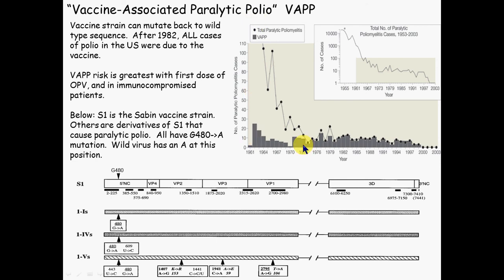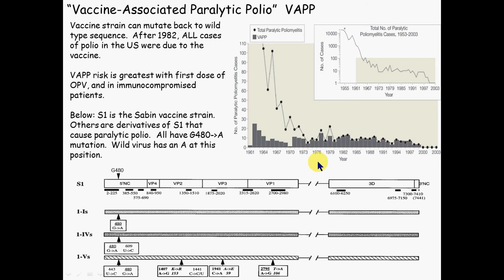Okay, but look at after 1980, every case of paralytic polio in the U.S. was caused by the vaccine. Now the numbers are very small, right? 10 cases a year. And it was considered for some years to be an acceptable risk. But then at some point they say, well, look, we don't have polio anymore. Let's stop using this oral vaccine because it does cause cases of polio.